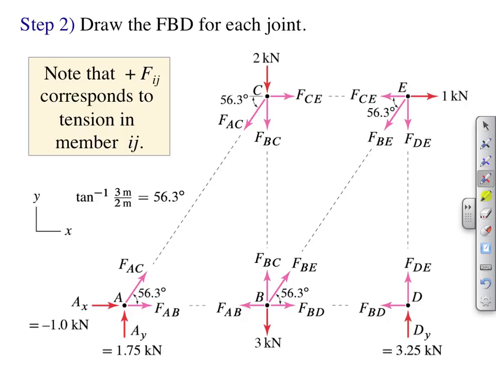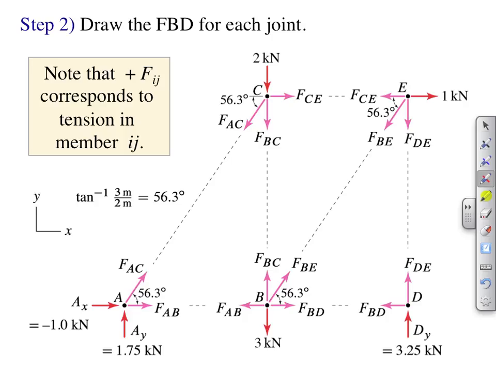Once we solve for member forces FAC and FAB, we can proceed to joint C. With FAC now known, we can subsequently solve for FBC and FCE. With FAB from joint A and FBC from joint C now known, we can proceed to joint B and solve for FBE and FBD. With FCE from joint C and FBE from joint B now known, we can then proceed to joint E and solve for FDE. At this point, we will have solved for all member forces.